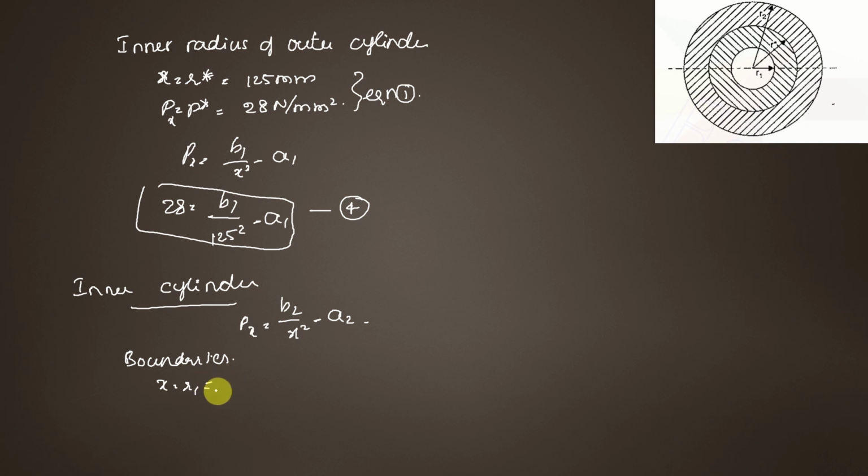R1 in the question is given as 75 mm, and P will be 0 because there is no fluid inside. We are talking about only the empty compound cylinder for shrinking, right? So let us substitute in this. What will happen? 0 is equal to B2 by, in the place of x I will substitute 75 square minus A2. Take it as equation number 5, right?